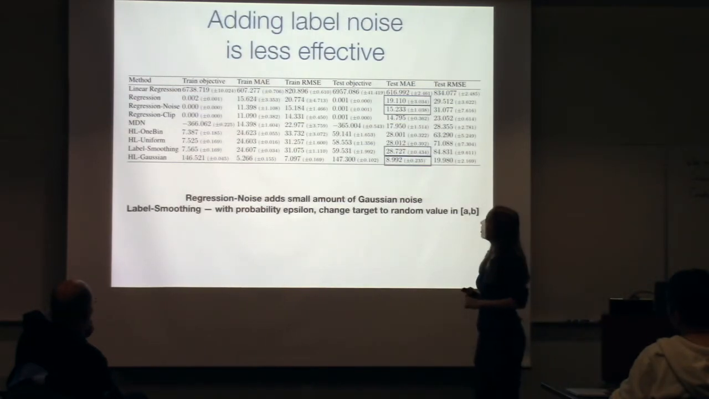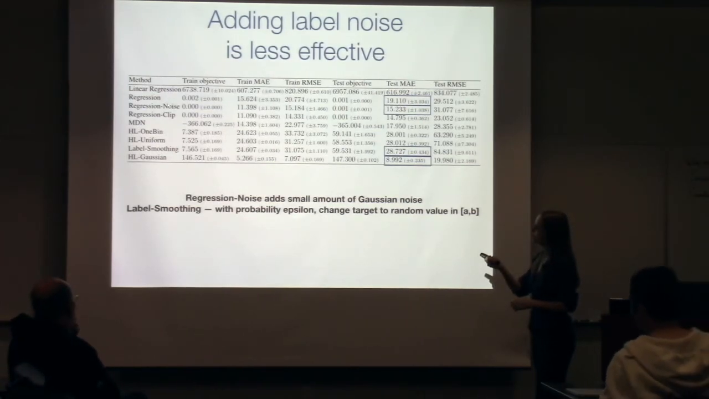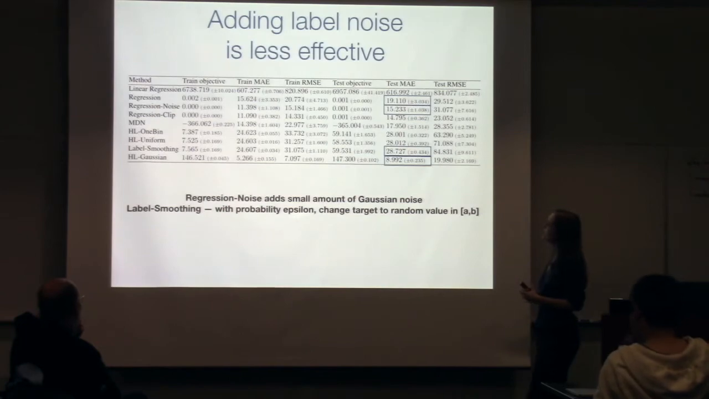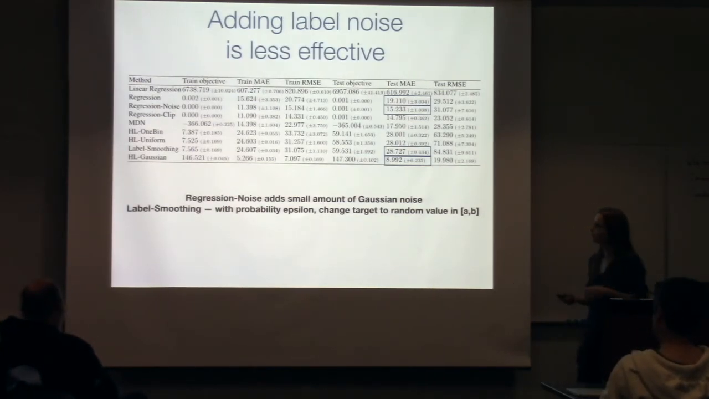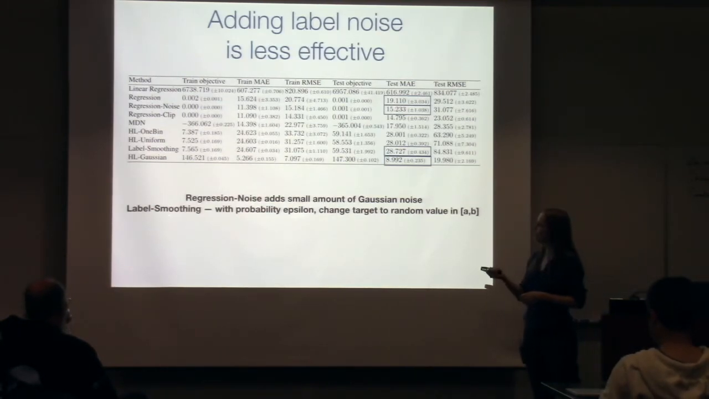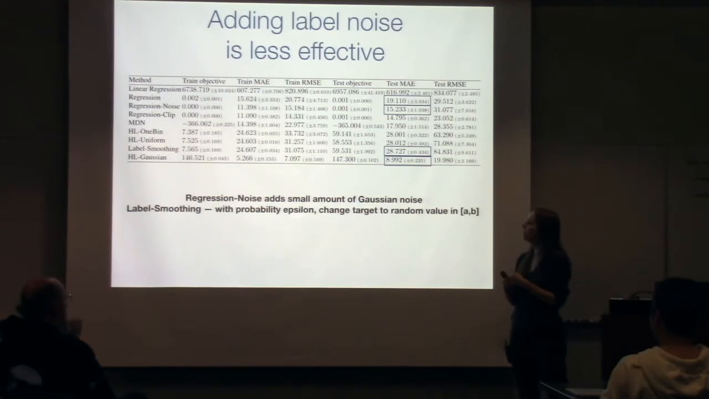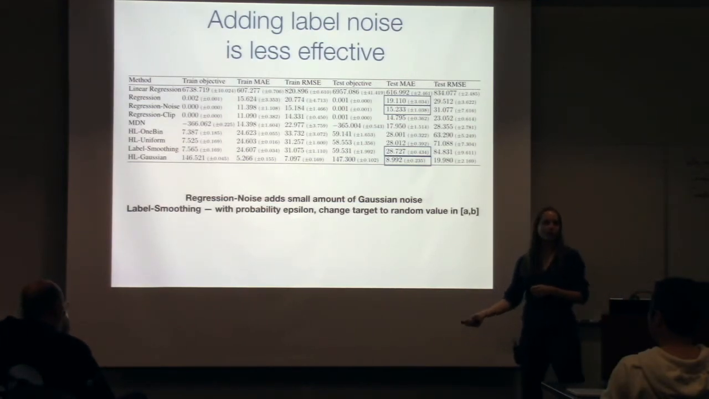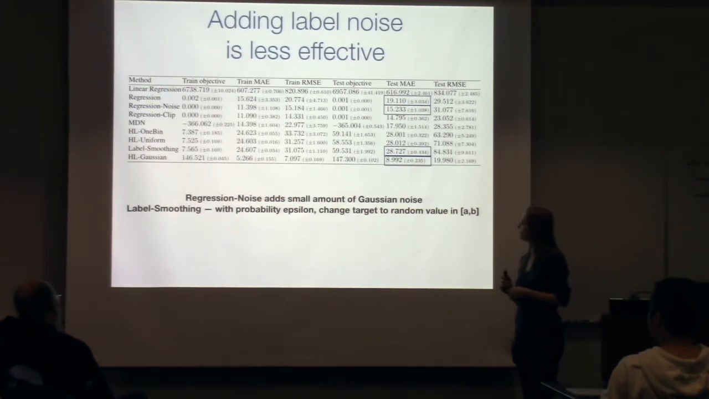Okay, adding label noise also doesn't seem to be as effective. So here we tried this algorithm, which I'm calling regression noise, and another one called label smoothing. Regression noise, we just took the targets and we added some Gaussian noise to them. Again, sweeping over a bunch of different noise parameters and reporting the best. And label smoothing, sort of like the thing where you added some epsilon to the other classes and then reduced the epsilon for the main class. With some probability epsilon, we chose a random value in the range A to B, a uniform random value, and otherwise use the actual target.